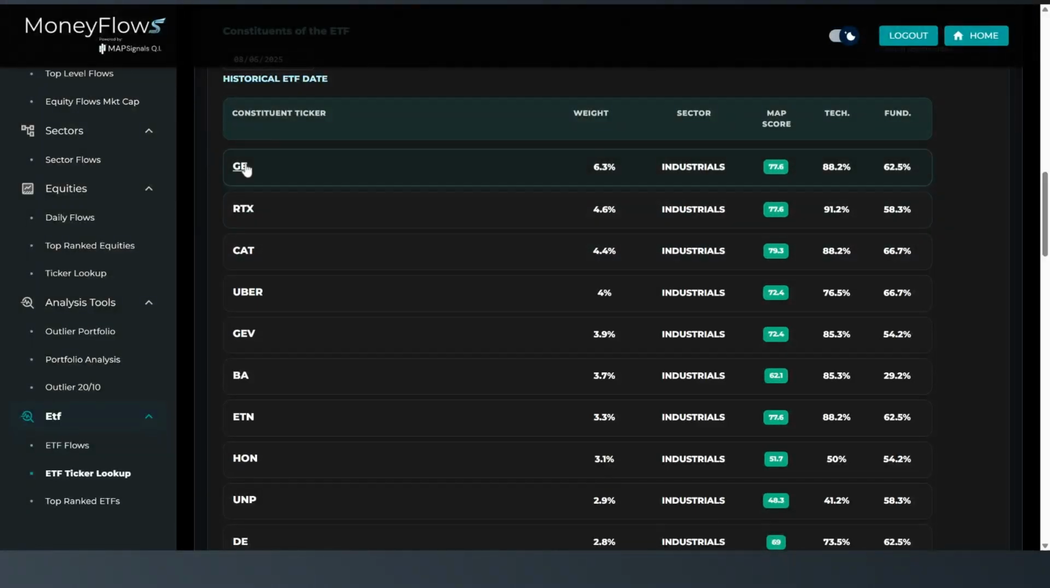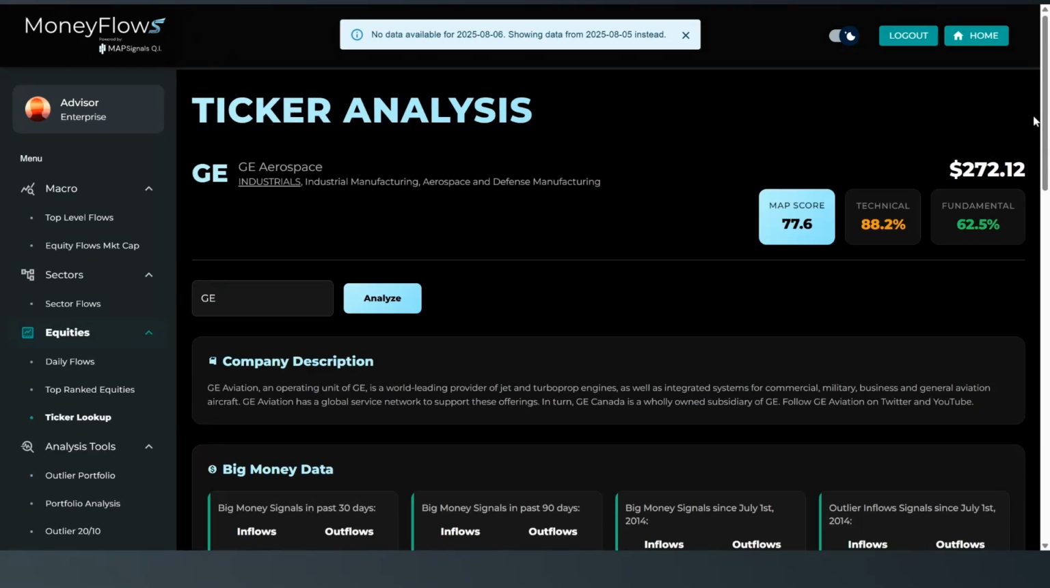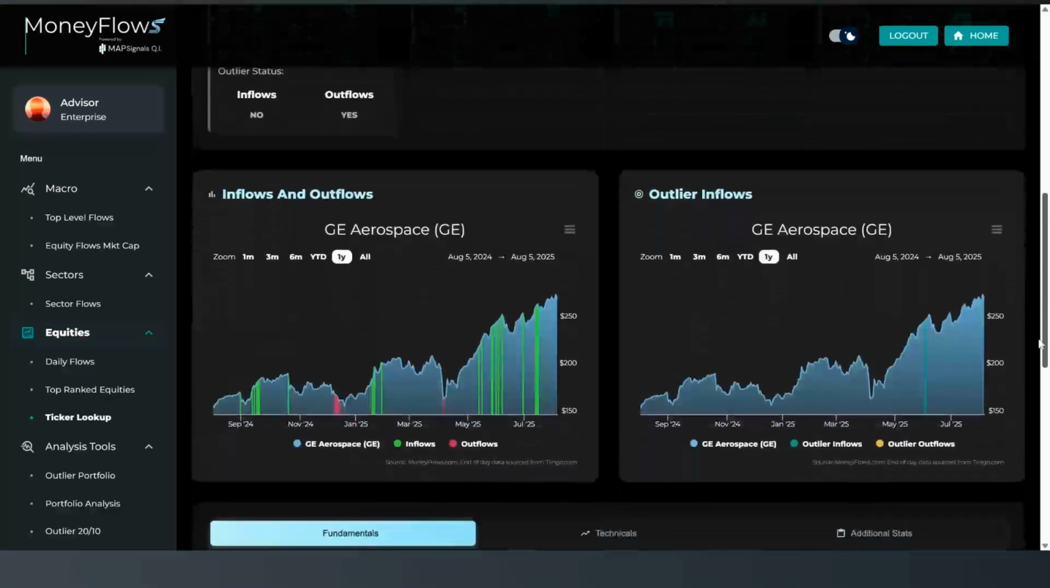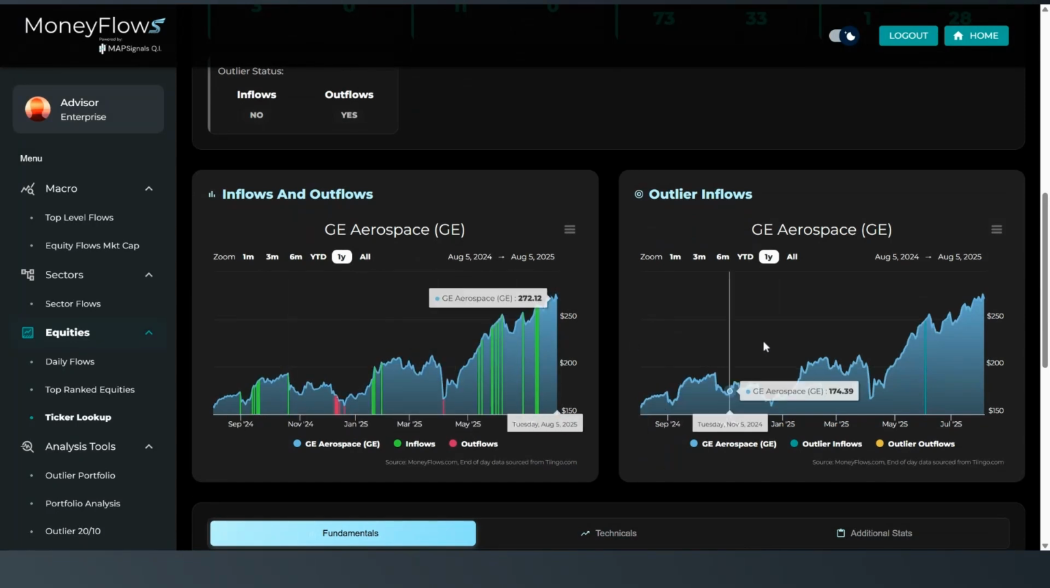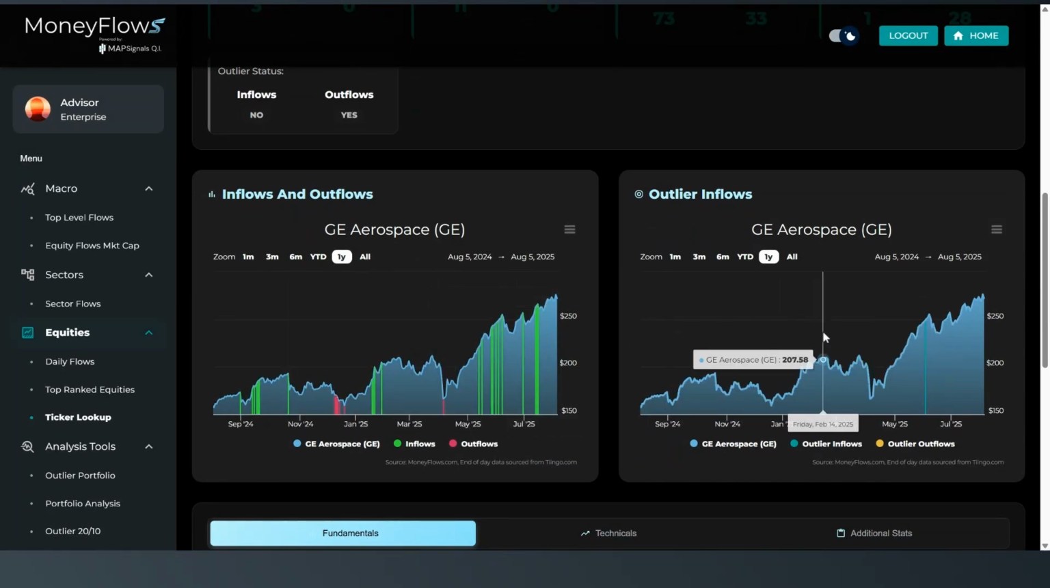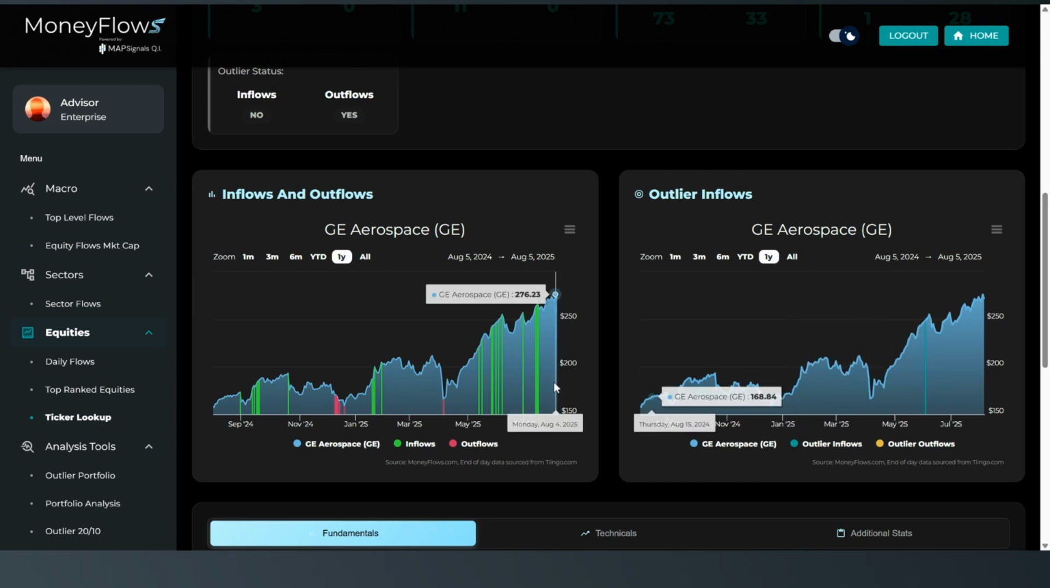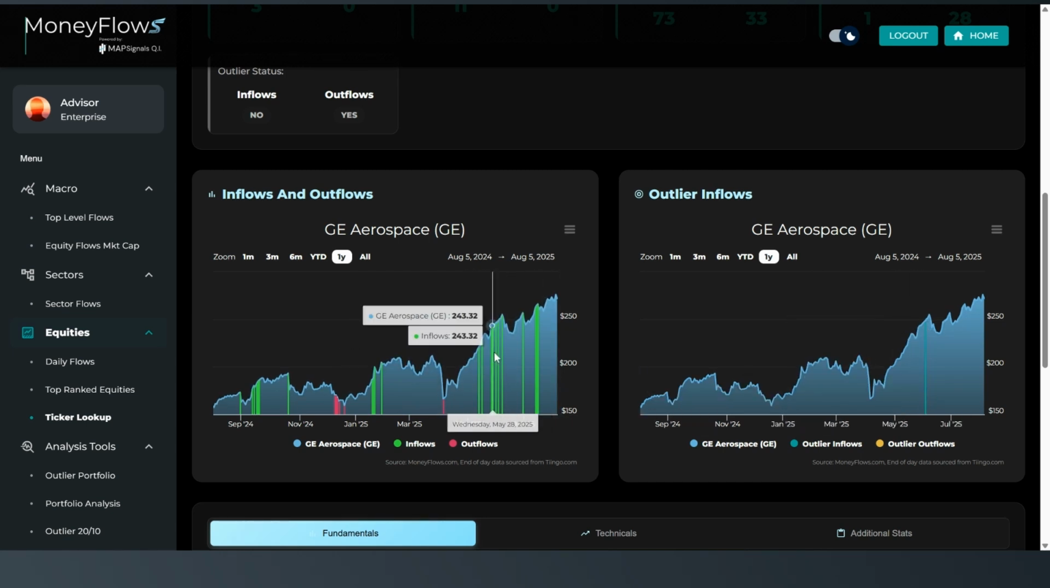Let's just pop on GE because that one's of interest. Let's see what the flows look like for GE. Technicals 88.2, fundamental 62.5. Juice. Lots and lots of inflows. This is why you want to be following the flows, focusing less on the news, because flows continue to be sticky. They recur over and over and over, and this is exactly what we witnessed on institutional trading desks.